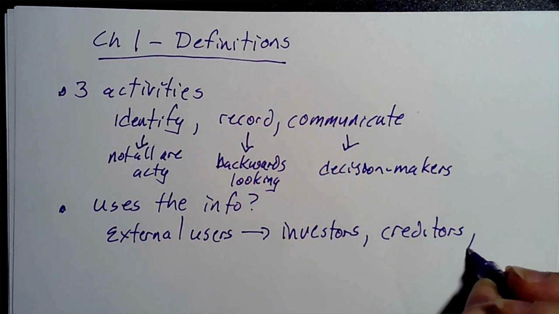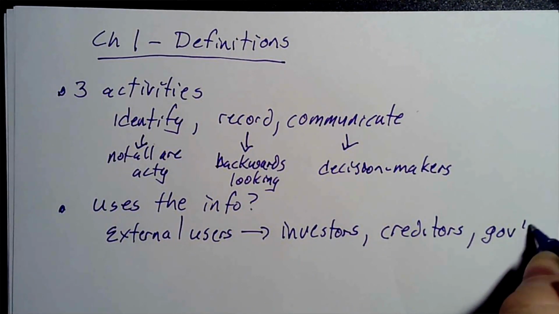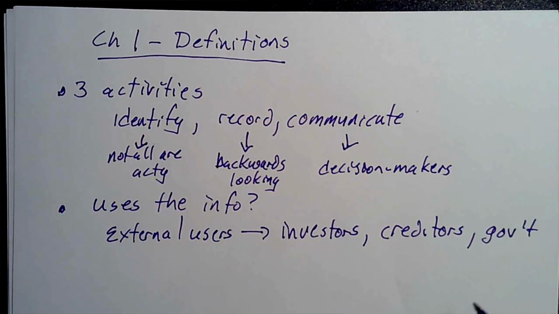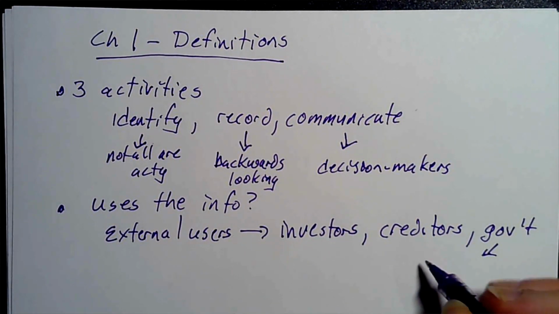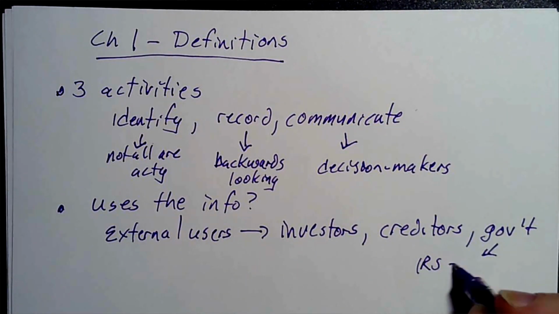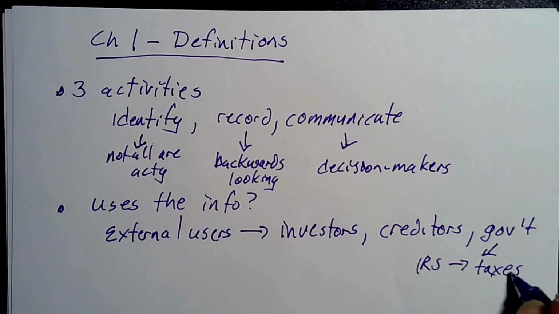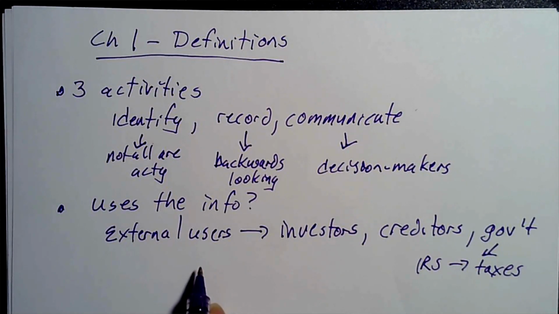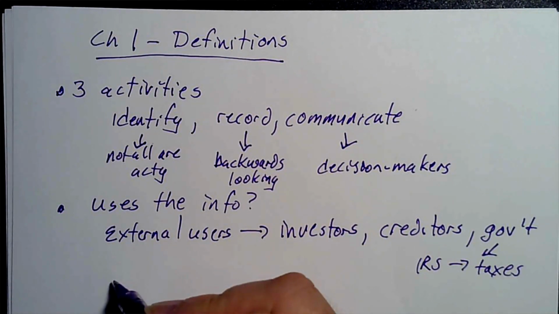And then, of course, we can't get away from it, but the government is also interested in all that information. Primarily, there are a couple of different ones, but initially we'll be talking about the IRS, because the government needs accurate information to do what? To have taxes. So those are the three primary external users.